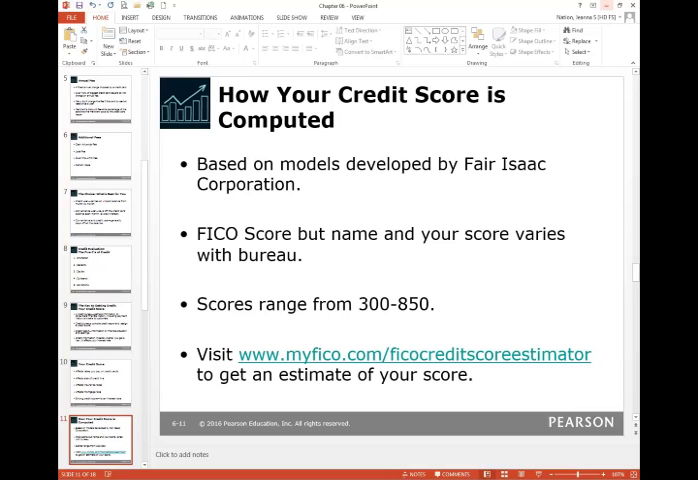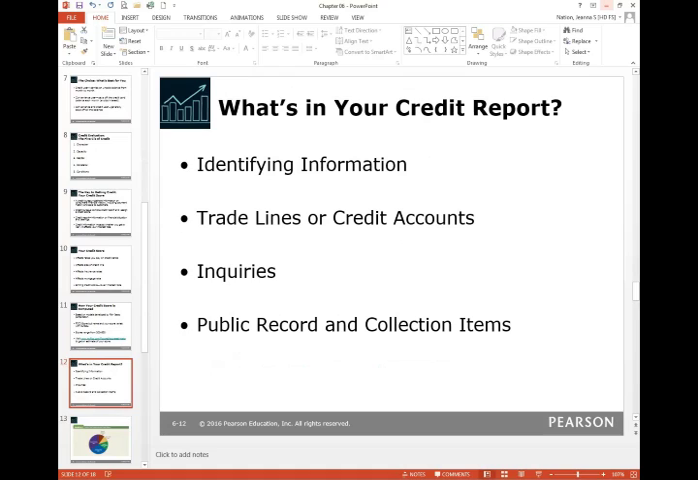You see the link there for a credit score estimator, which you can use for free, but it helps you get an idea of where you stand. Let's switch gears here.